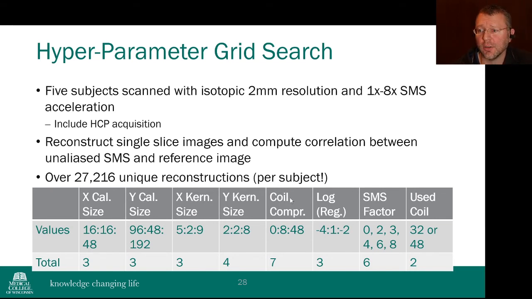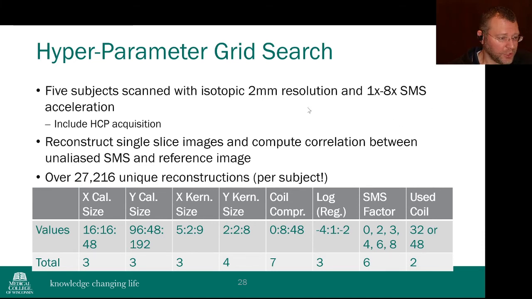Coil compression, essentially a data reduction factor prior to fitting the GRAPPA kernels. The regularization parameter weight, the multi-band simultaneous multi-slice acceleration factor, and what coil we used. A big shout out here to the MCW Research Computing Center.